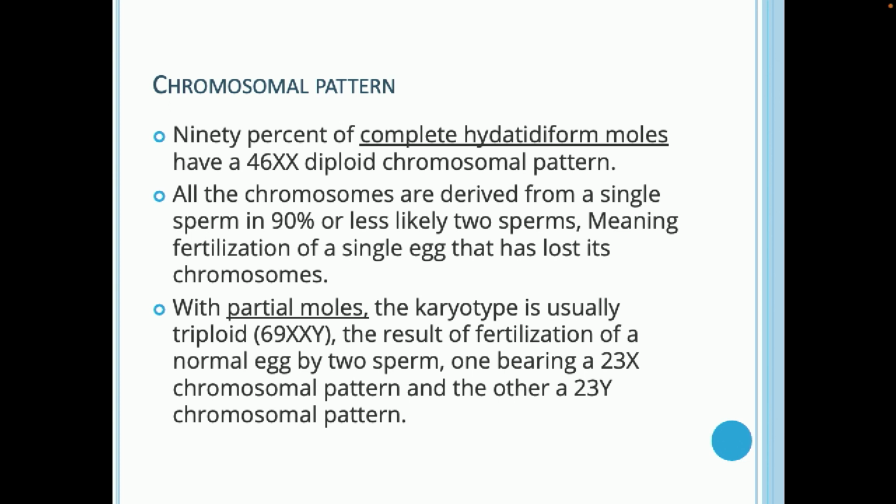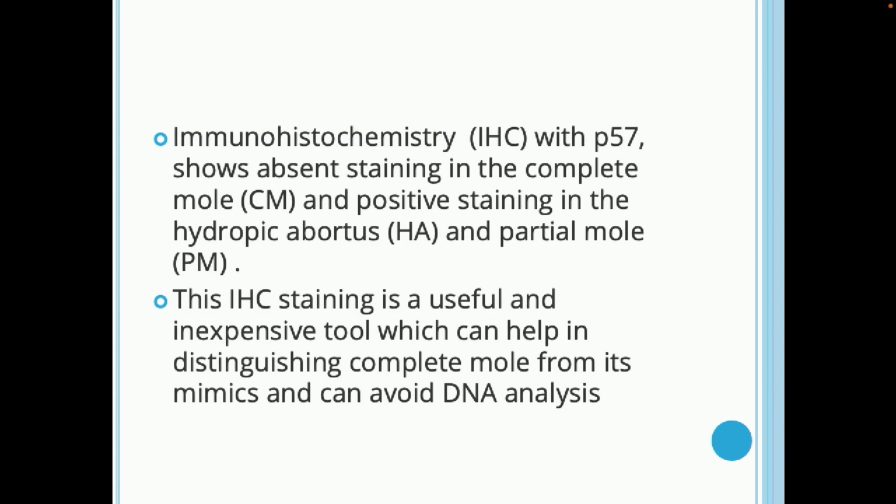But when it is an incomplete or partial mole, there is a normal fetus. So there is 46XY or XX, and then there is a further entire set of chromosomes, so it is more of a triploid chromosomal arrangement. But if you want to differentiate between complete and partial mole, where ultrasound is difficult, you can try immunohistochemistry.